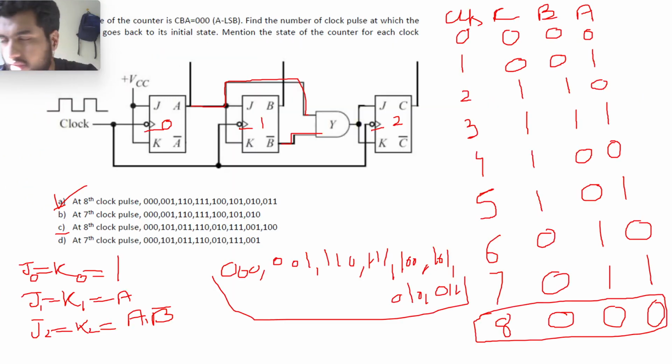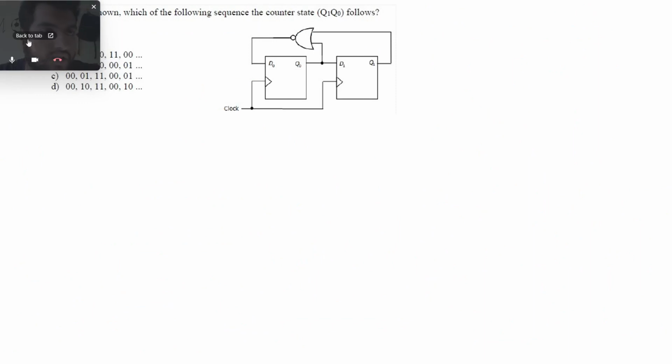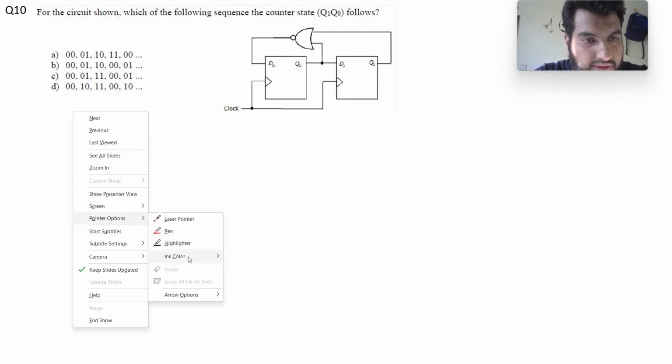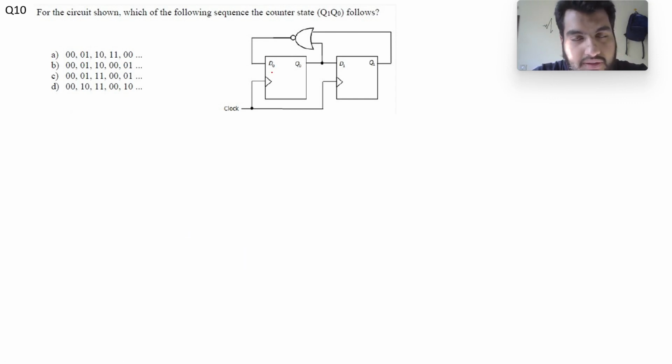This was question number 10. Yeah. So question number 10 asks us to find out the sequence that this circuit follows. If we carefully examine this circuit, these are D flip-flops connected with one another, and these are positive edge triggered clocks.